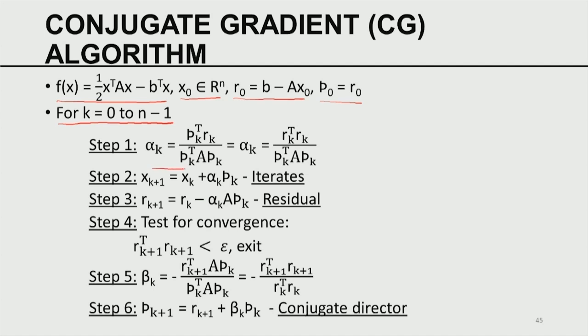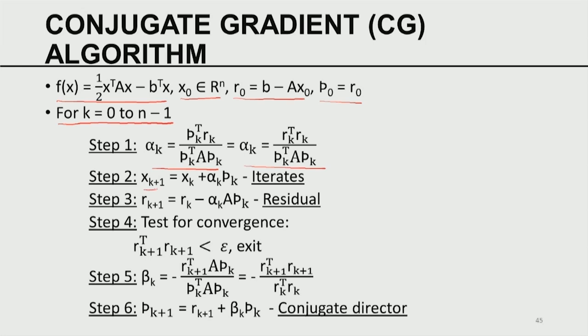I compute alpha k by this formula. I can also compute alpha k by another formula. These two formulas are essentially the same. We are not going to indulge in the proof of the equivalence between two expressions like this. Many books and many papers written on the conjugate gradient method give you the ability to compute these in two different ways. Both are equivalent.